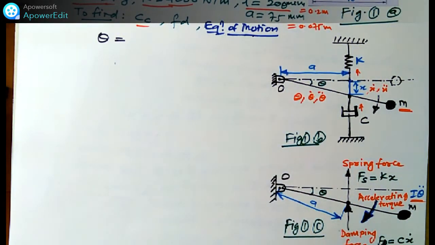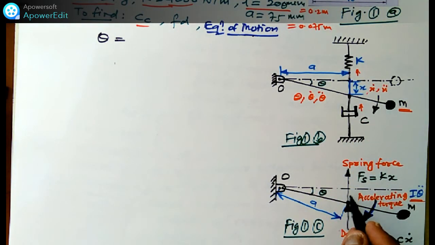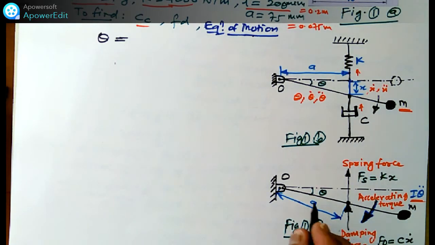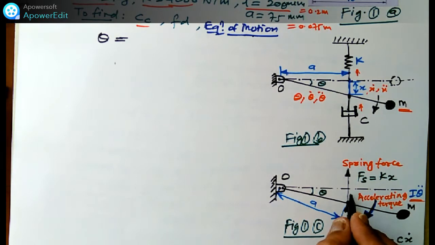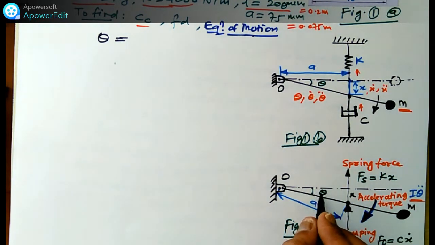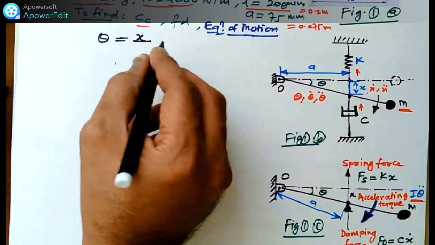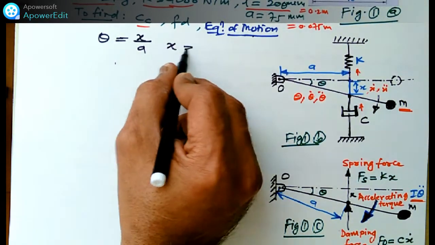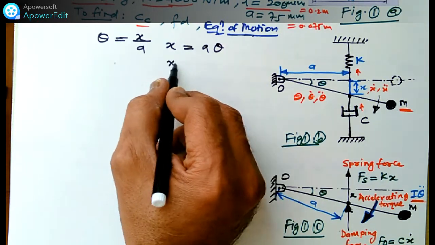They will deflect here by distance x. Okay, it is distance x. So what will happen? This linear distance and this angular distance, there is a relation that will form this triangle. From this triangle, with x and this angle theta, we can write theta is equal to x by a, or x is equal to a into theta, or you can write x dot is equal to a into theta dot.